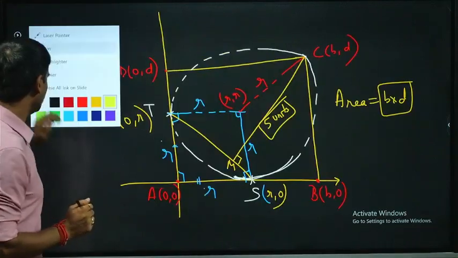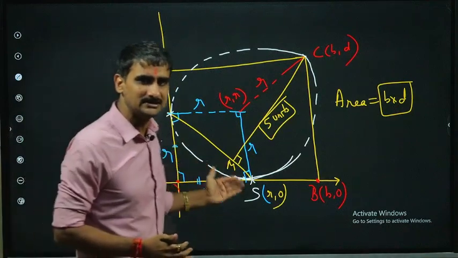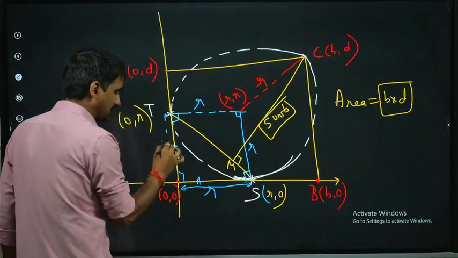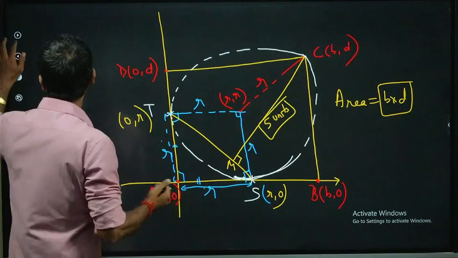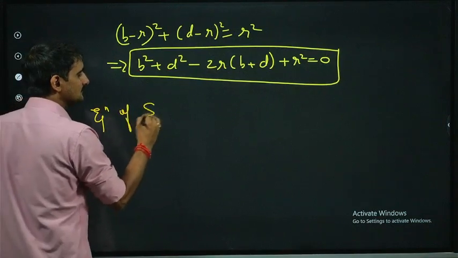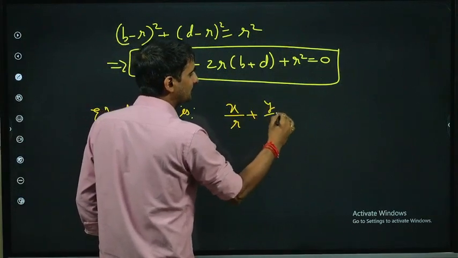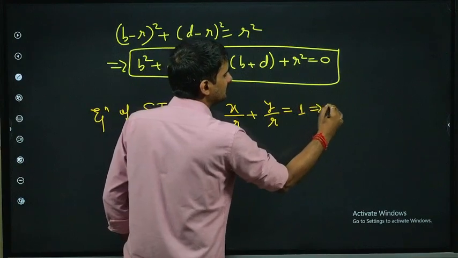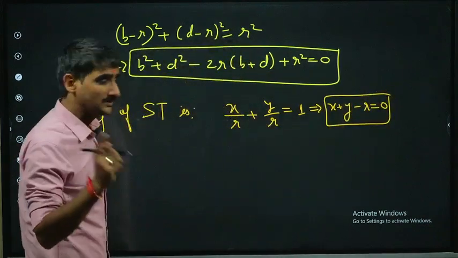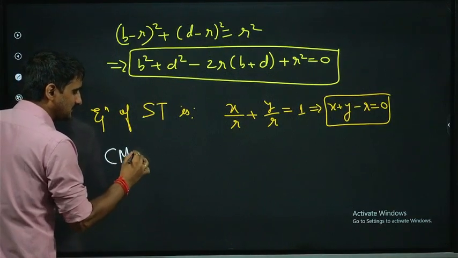Now the second one: can we write the equation of the line joining S and T? Of course, yes. This is the x-axis intercept of the line, this is the y-axis intercept of the line, they are the same, so using the intercept form of the equation of a line, the equation of the line joining ST is x by r plus y by r equals 1. So that is x plus y minus r equal to 0. Now what are we given? We are given that its distance CM is 5 units.